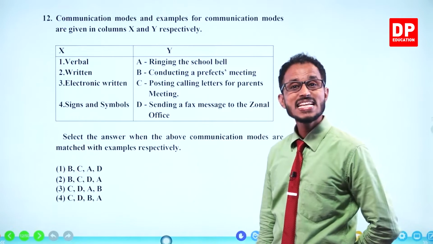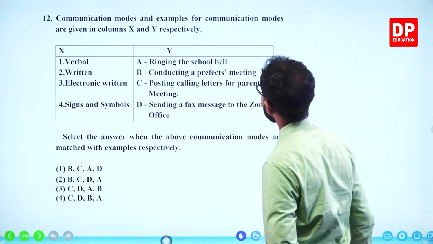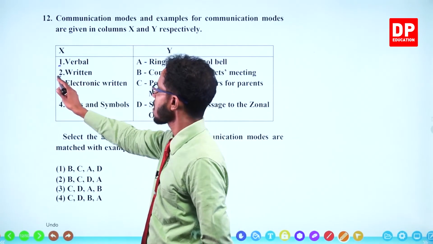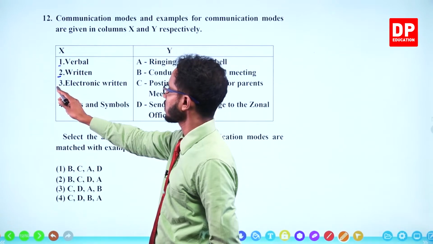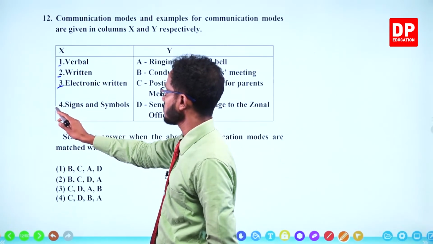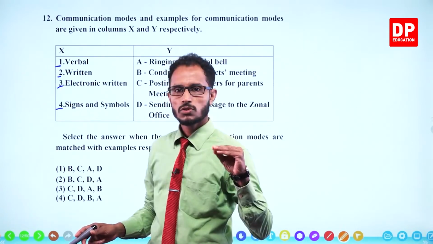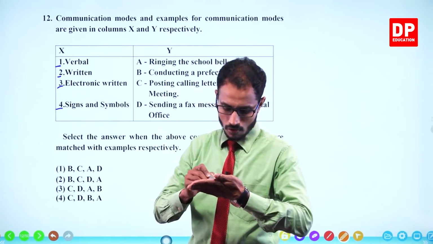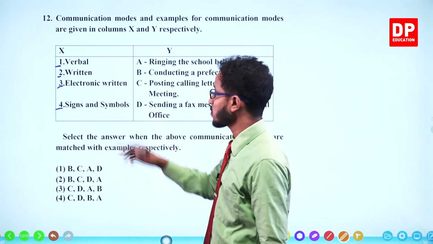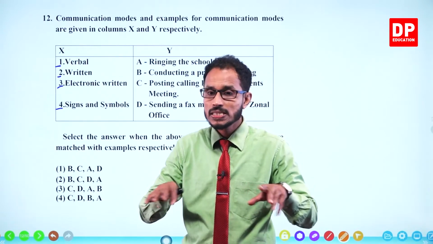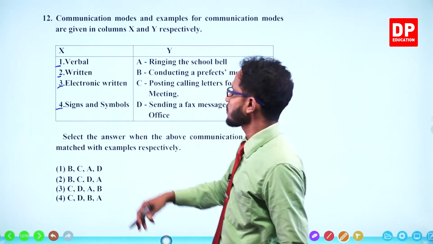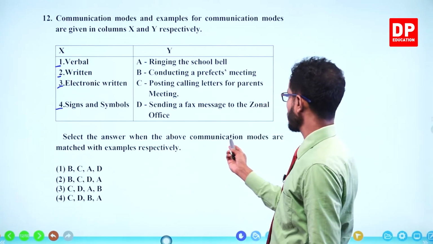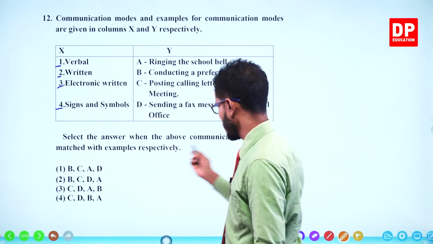Communication modes, mediums, and examples given: verbal, written, electronic written, signs and symbols. Verbal means talk. That's verbal. Written. Electronic written, emails and stuff. And signs and symbols. Select the answer when the above communication modes are matched with examples.